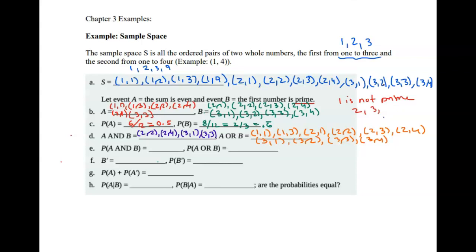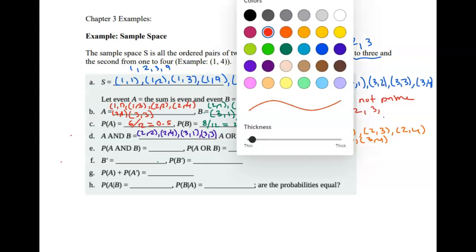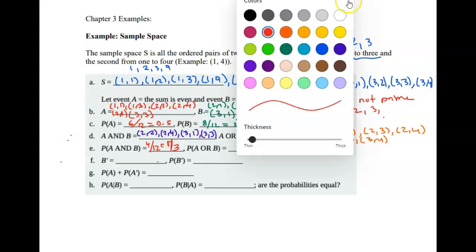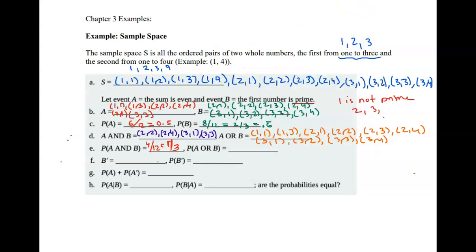Now probability of A and B is how many occurrences you have in A and B divided by how many in the sample space. So here I have 4 over 12, or 1/3. P of A or B is how many in A or B divided by the total. So we have 1, 2, 3, 4, 5, 6, 7, 8, 9, 10 divided by 12, or if you simplify it, 5 over 6.